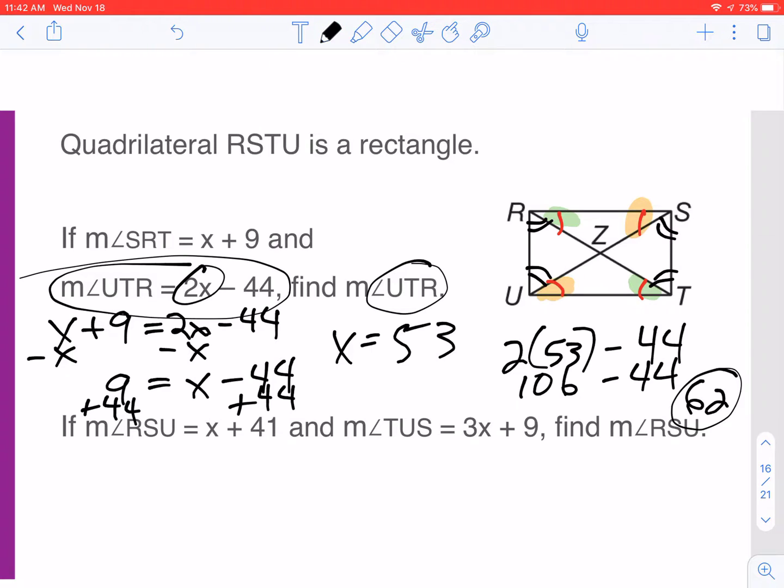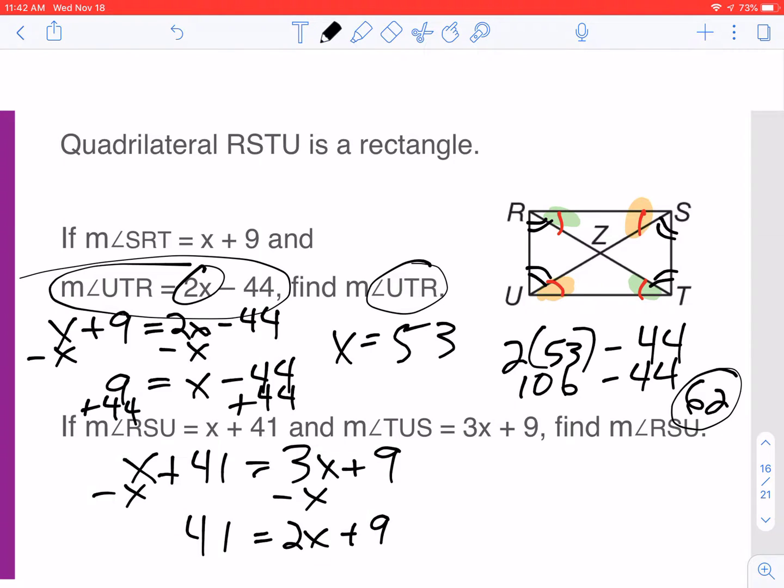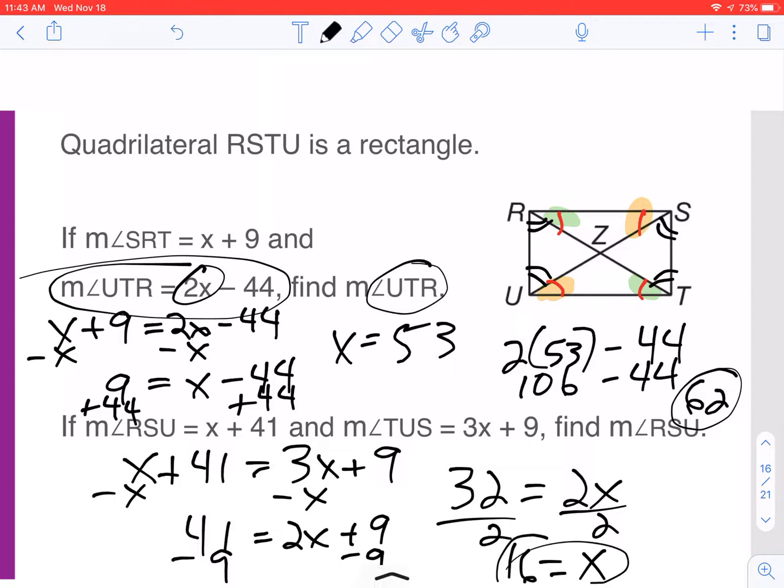Why don't you guys try this one on your own? We set them equal. Subtract x. 41 equals 2x plus 9. Subtract 9. Subtract 9. 32 equals 2x. Divide by 2. Divide by 2. X equals 16. But then it says find RSU. Take the 16 back in to right there where I circled. 16 plus 41 equals 57.